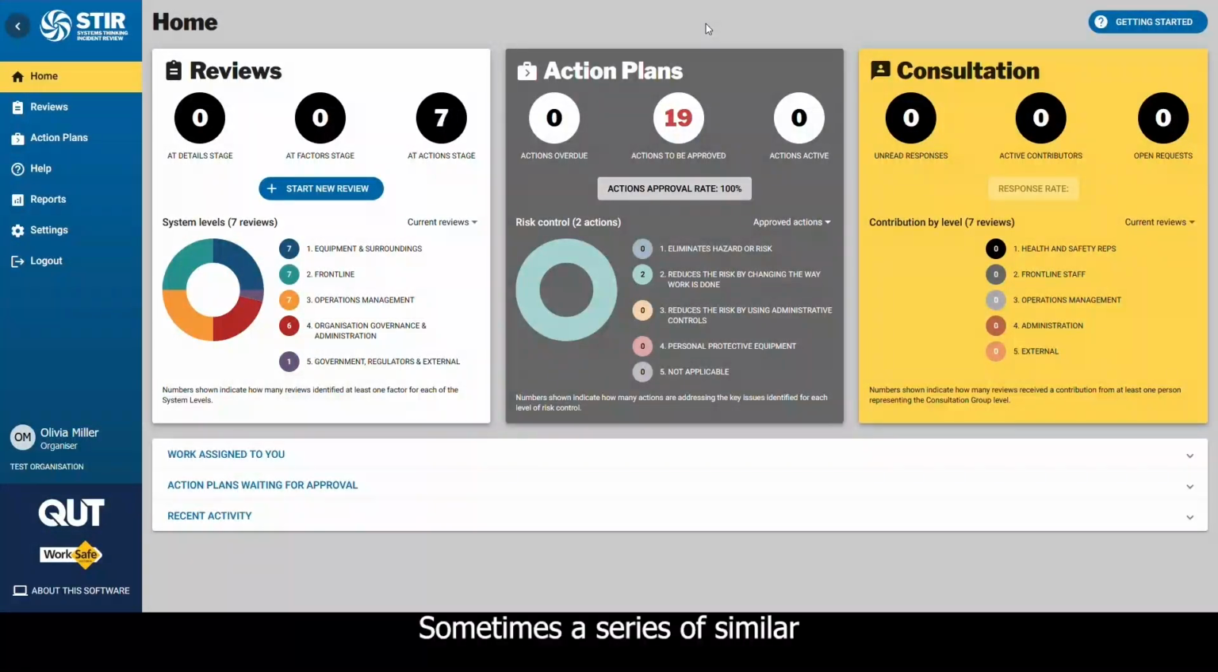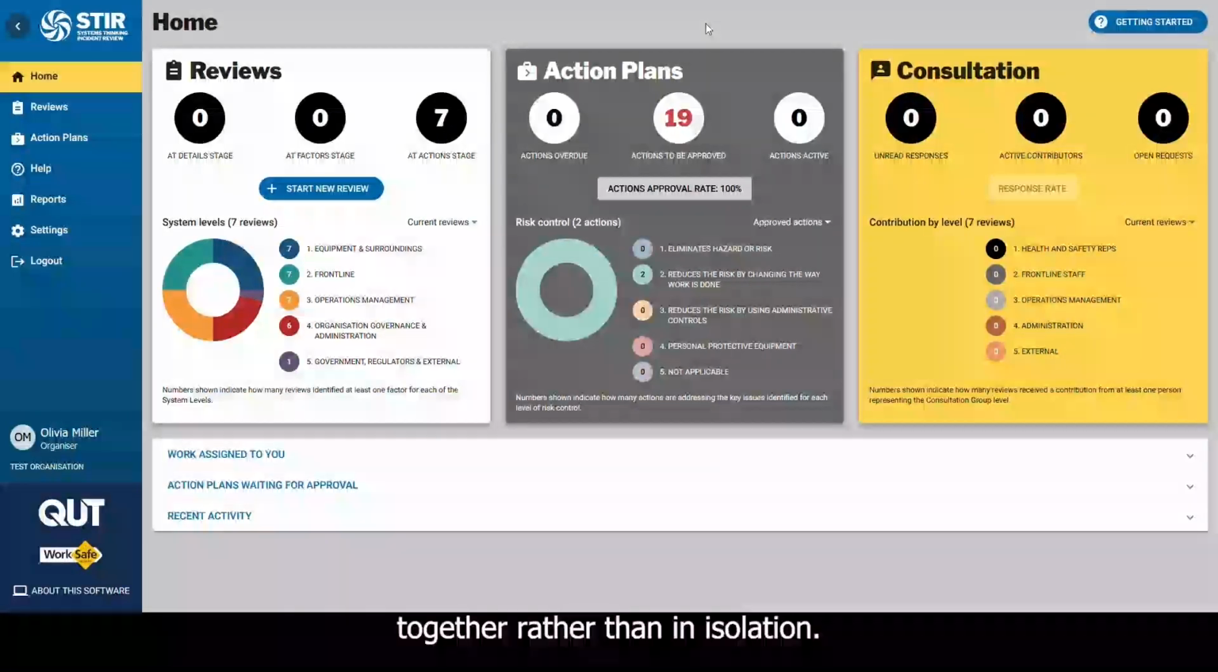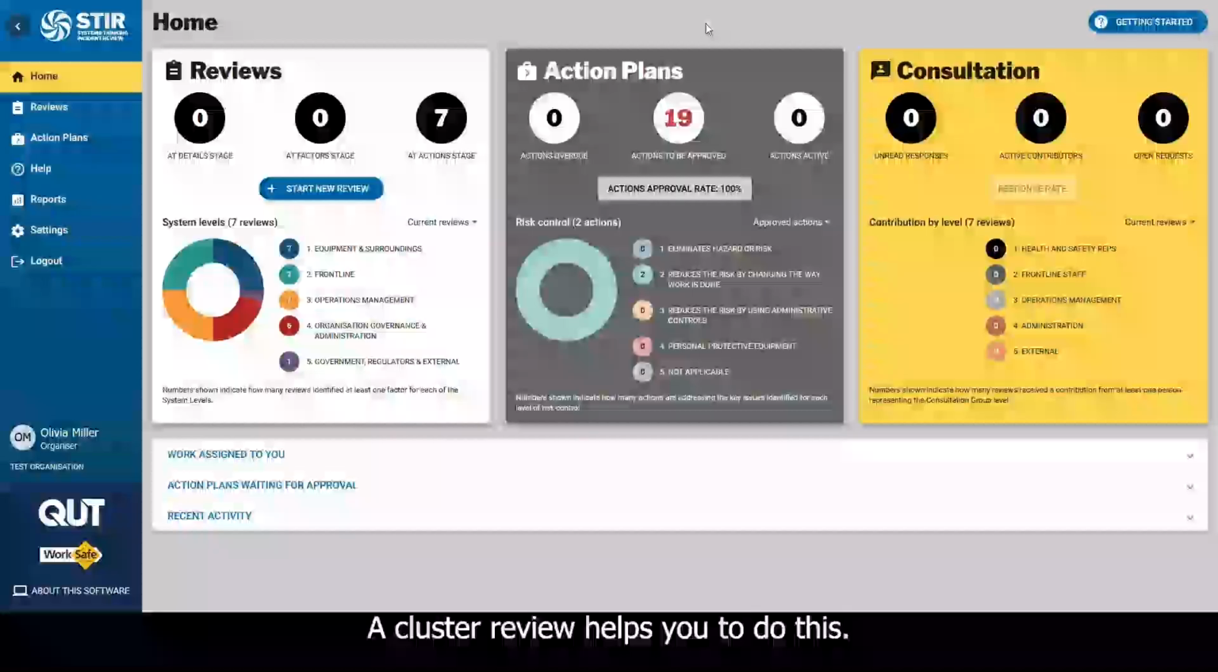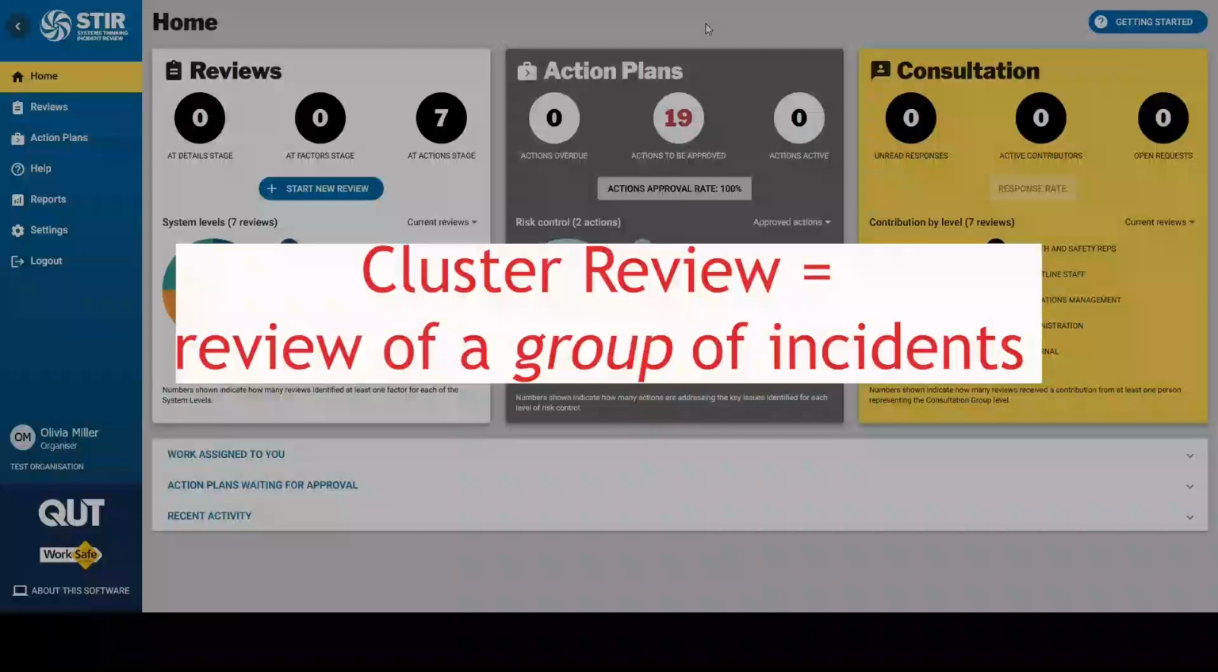Sometimes a series of similar or related incidents occur. For example, a particular work area might have a high number of manual handling injuries or work-related violence incidents. When this happens, it is generally helpful to consider these incidents together rather than in isolation. A cluster review helps you to do this.